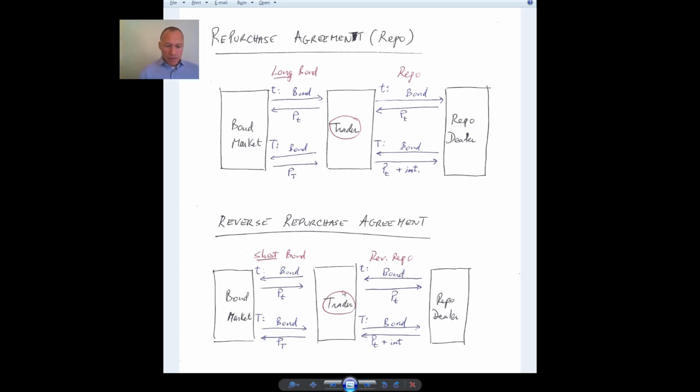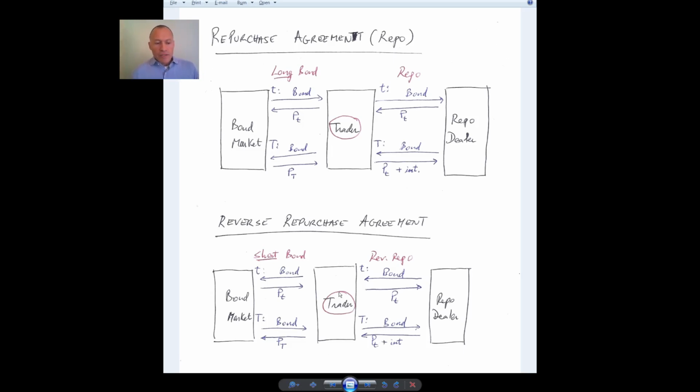So how does that look? Again, let's take the point of view of the trader. Everything is the same, but now the arrows go in the reverse direction. So we first get the bond, and we pay the market price to the repo dealer. And when we close the trade, we do the opposite. So we give the bond back to the dealer and receive the price plus interest. Again, exactly the same, but going in the opposite direction.